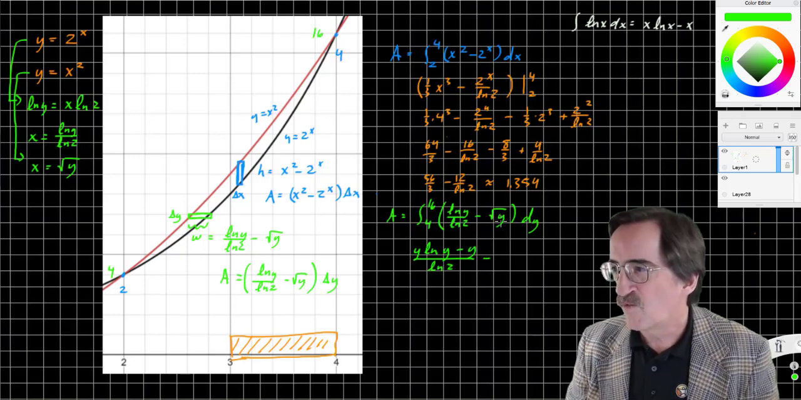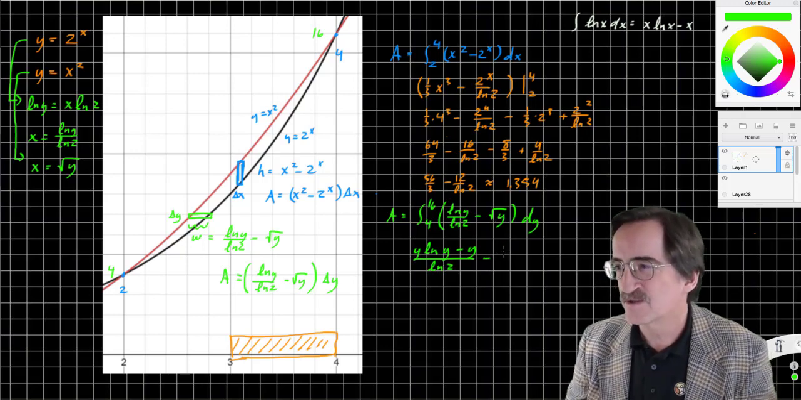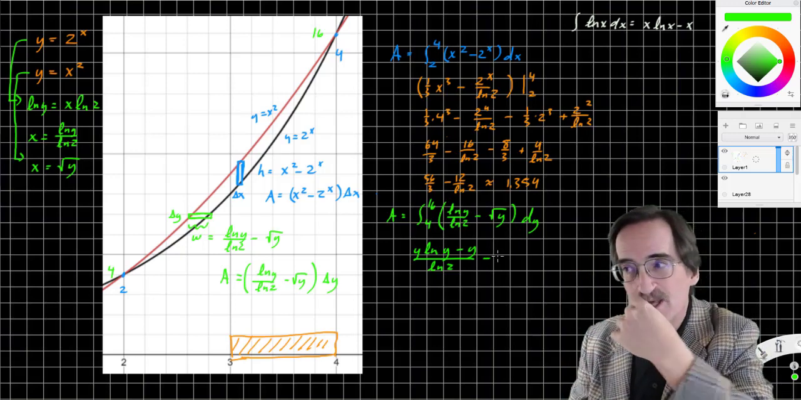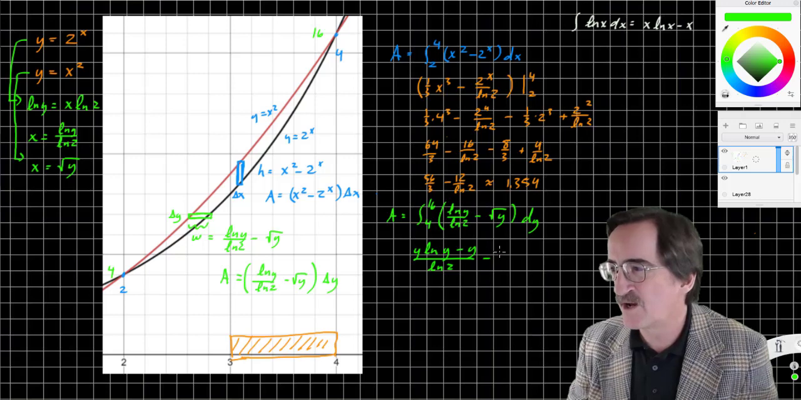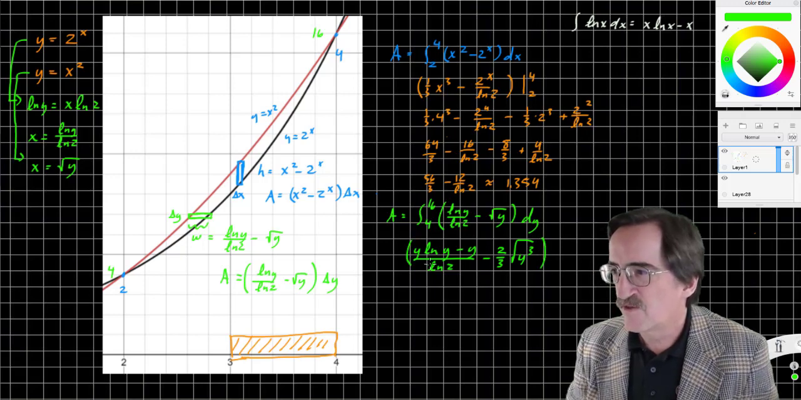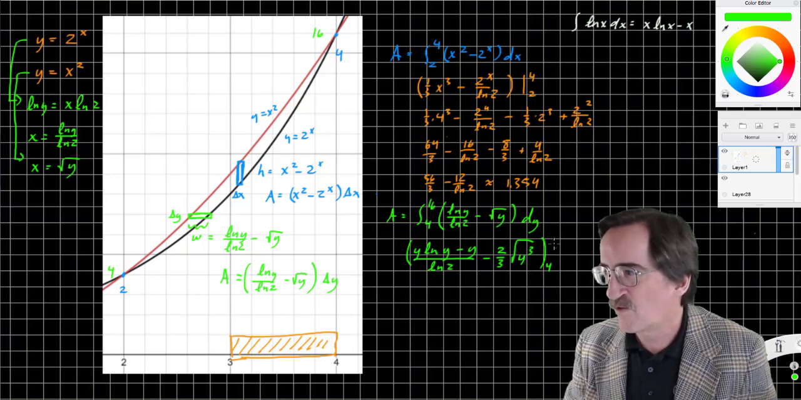The integral of y to the 1/2 is increase the exponent by 1. That makes 3/2. Divide by that, so multiply by 2/3. y to the 3/2, so y cubed square root. That's 3/2. Okay, and evaluate that from 4 to 16.